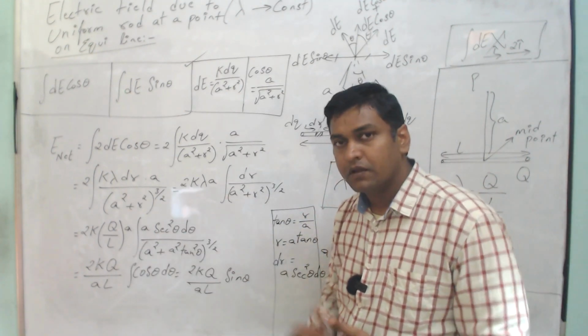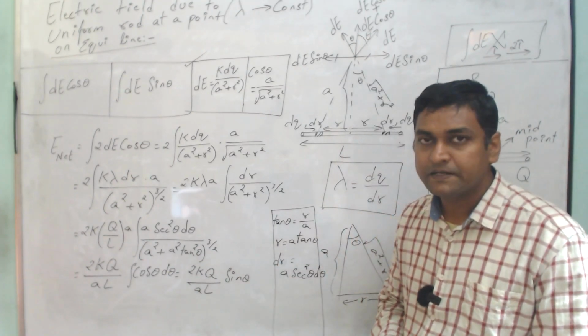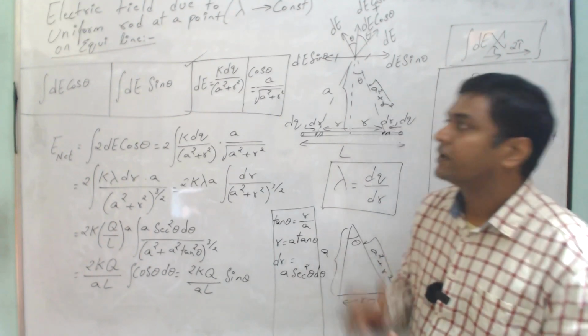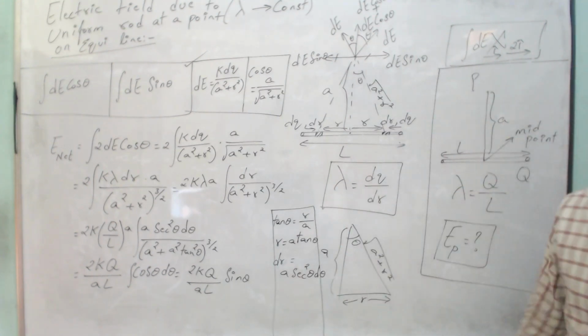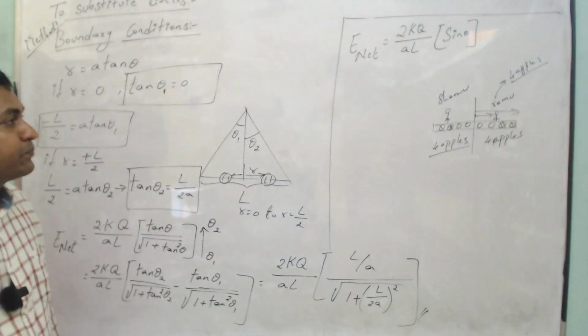Integral of cos theta is very easy: sin theta. Is this clear? Take down till here. I'll come to the limits part after you write it down. Okay?